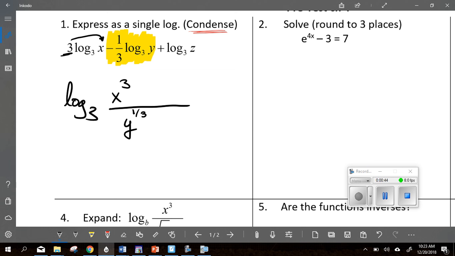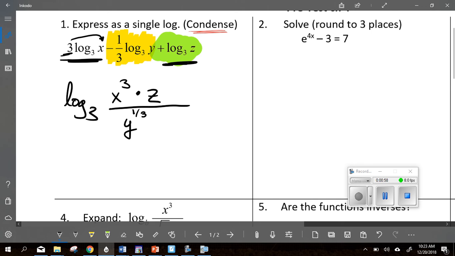This last part here, since it's plus, if it's plus, it goes in the numerator. So it's going to be log base 3 times z. That x cubed is on top. It was positive. The z was on top. It was positive. That is my answer.